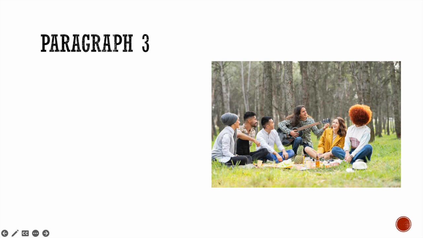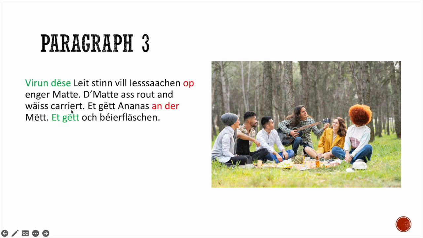Then we talk about what is there in front of them, what is there on this mat, and describe them. Wat ligt in front of these people, stin, feel, lach, isen zaken. In front of these people are many eating items. Isen is to eat. Isen zaken is eating items. Op enger mat, on a mat. Mat as rood and weiß kariert. The mat is white and red checkered.